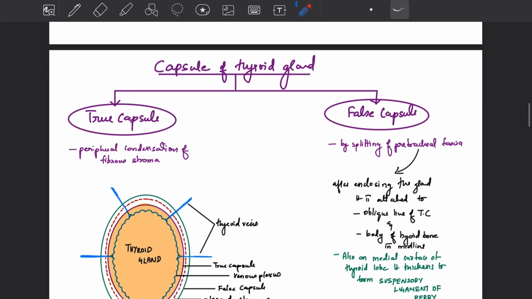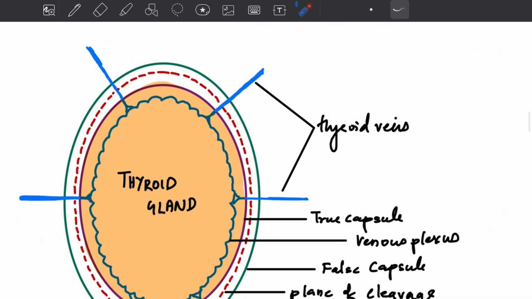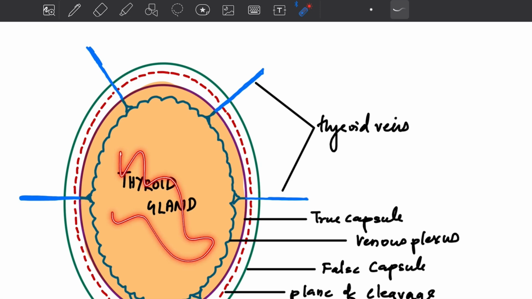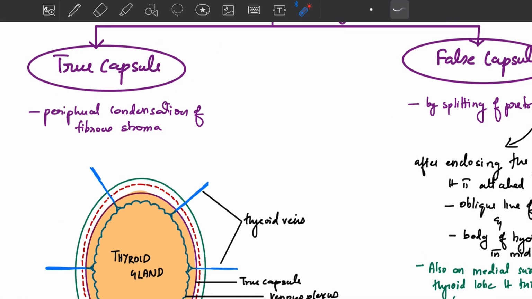Coming to another topic, the capsule of the thyroid gland. The capsule of the thyroid gland consists of two capsules: the first one is the true capsule and the second one is the false capsule. The true capsule is the peripheral condensation of the fibrous stroma. This is the thyroid gland and this is the outermost exterior part of the thyroid gland, and this stroma will condense to form a thick capsule, otherwise known as the true capsule. That is, the peripheral condensation of fibrous stroma is called the true capsule.